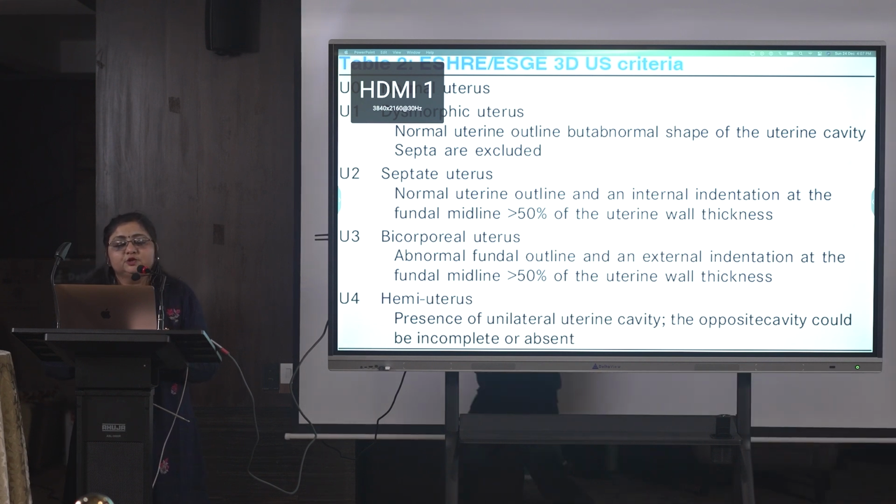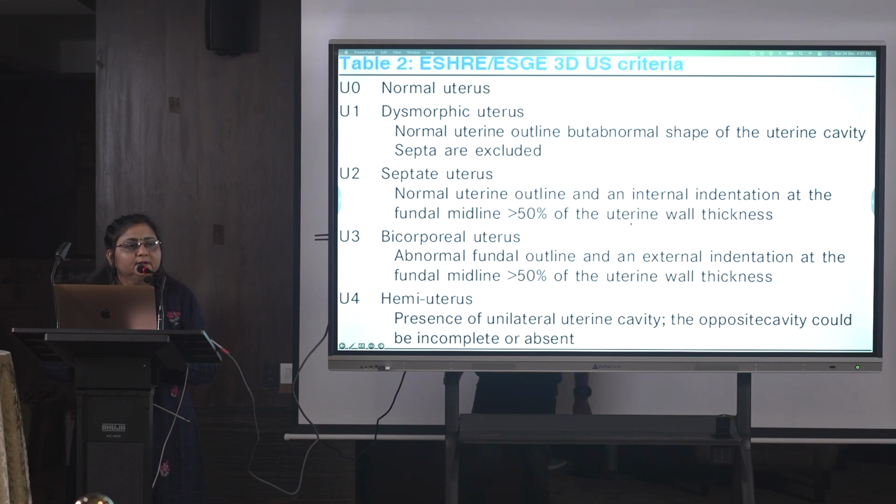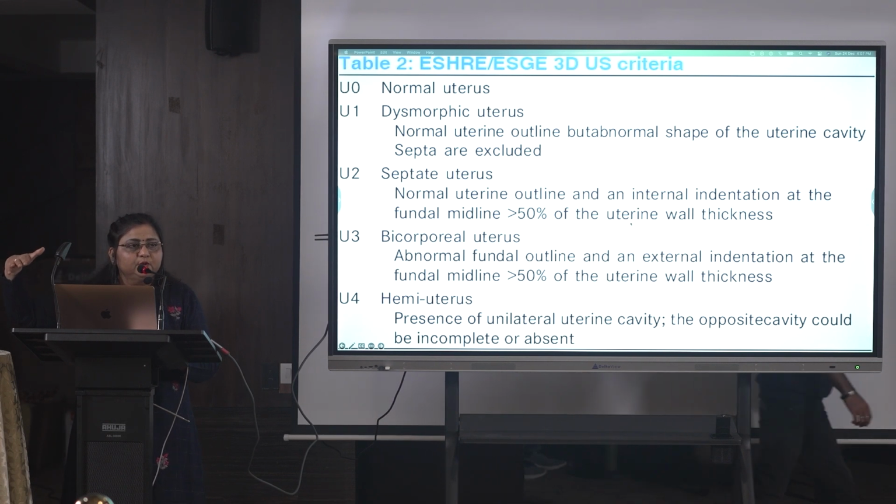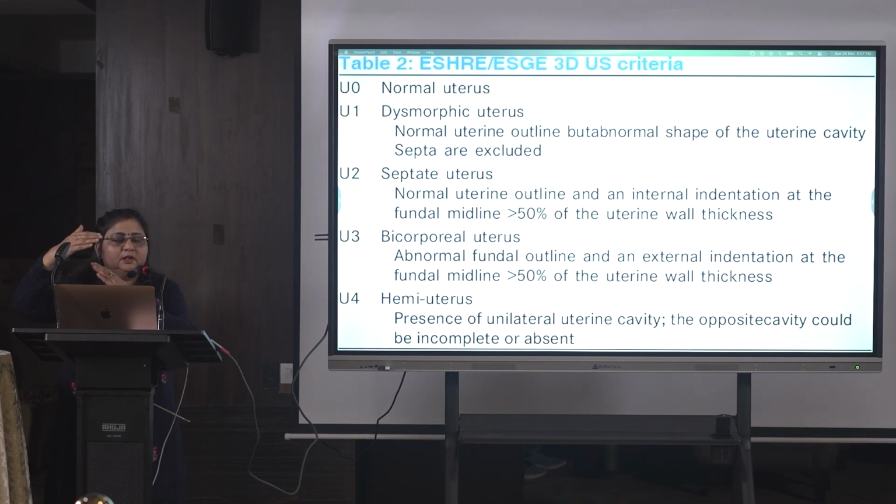uterine wall thickness. So what is uterine wall thickness? How do we take it? We take a longitudinal section of the uterus, then we take the anterior myometrium, we take the posterior myometrium, we add them, divide by 2, that will be the uterine wall thickness. So indentation which was more than 50% of the uterine wall thickness was called a septate uterus in the ESHRE/ESGE classification. And the external indentation, which was a serosal indentation of more than 50% of uterine wall thickness, was taken as the bicorporeal uterus in this classification.